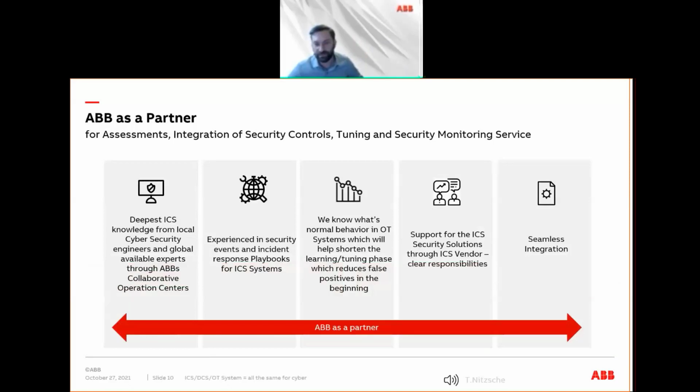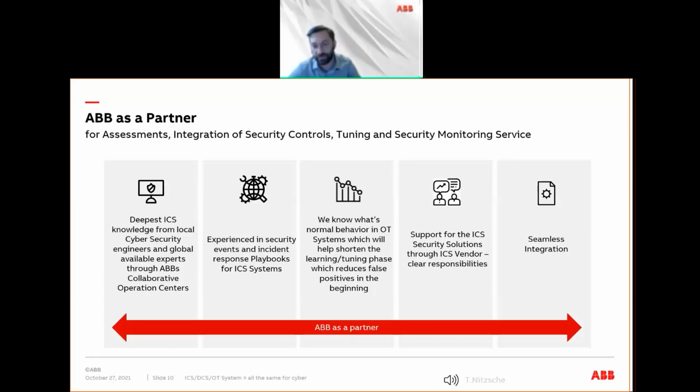We as ABB have our globally available experts through ABB's Collaborative Operations Center. Massimo will tell you more about that later. We have, as a vendor of these products, years of experience with security events and incident response playbooks for ICS systems. So exactly for those requested items. We know what normal behavior in OT systems is, so this helps to shorten these typical learning or coordination phases at the beginning of these projects, or if you introduce a cybersecurity program, which also helps to reduce false positive rates.